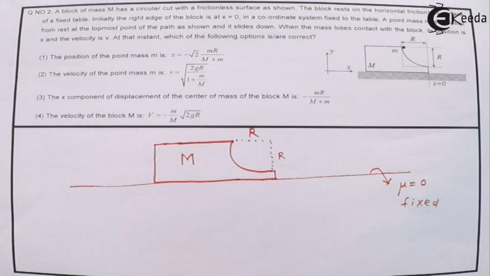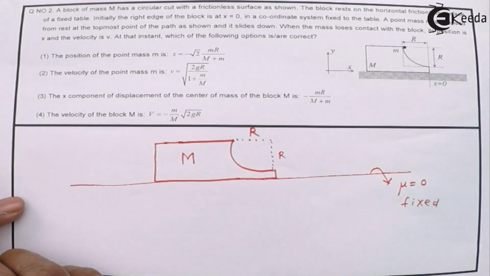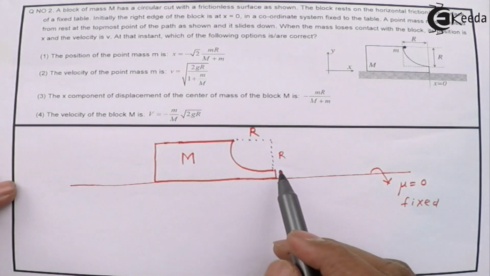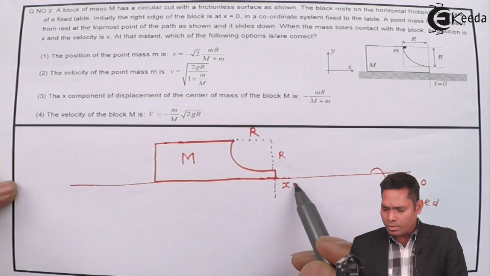Initially the right edge of the block is at x is 0. Right edge of the block is at x is 0. So this is the coordinate system at x is 0.